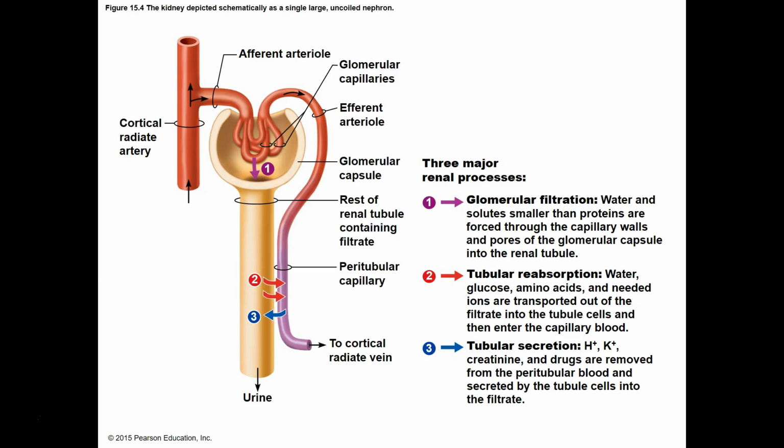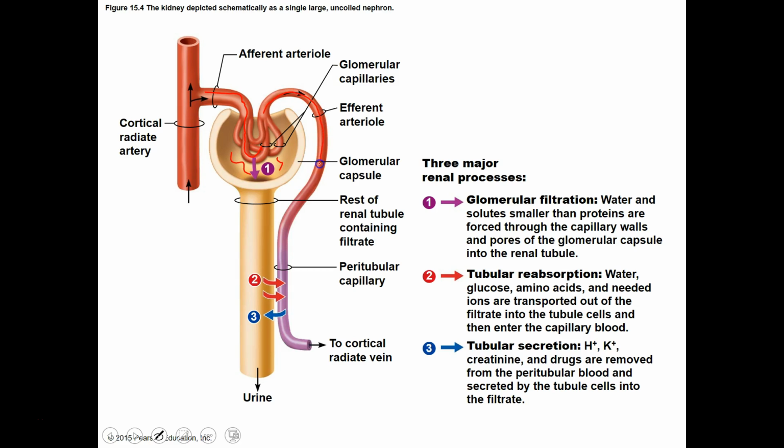That's how that works. So, this is just a little picture of what we've talked about so far. We've got this glomerulus up here, fed by an artery. Afferent artery comes in here, pushes stuff out. We have glomerular filtration.